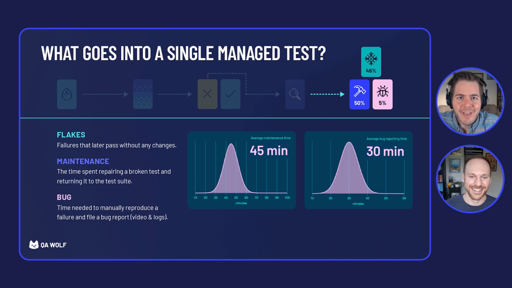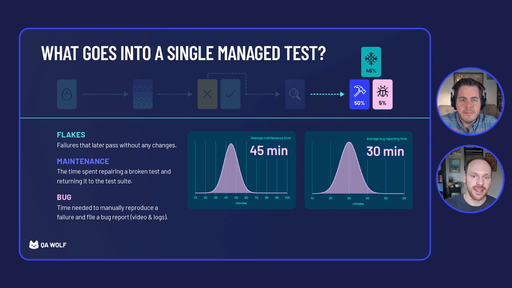Break it down for us. Yeah, break it down for us, Scott. How much time goes into each one of those? Yeah, so flakes, again, about 45% of them, they're going to rerun, they're going to pass, there's going to be no more labor there. Maintenance and bugs are really where you start seeing labor compound on top of each other.